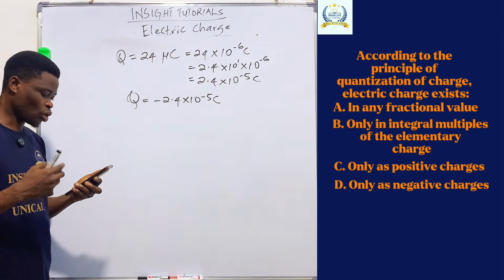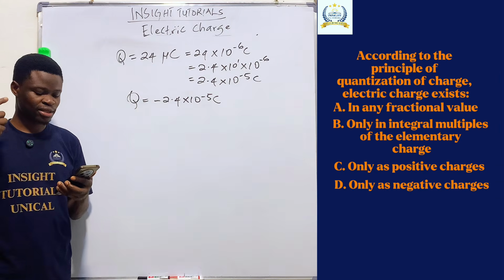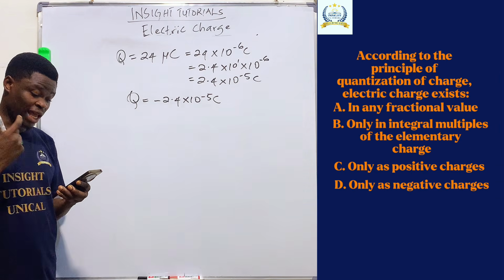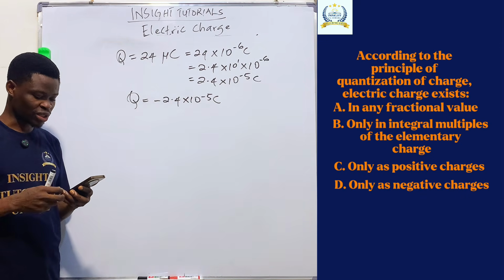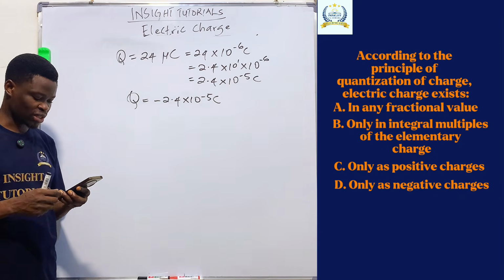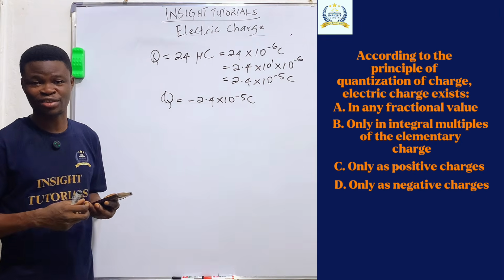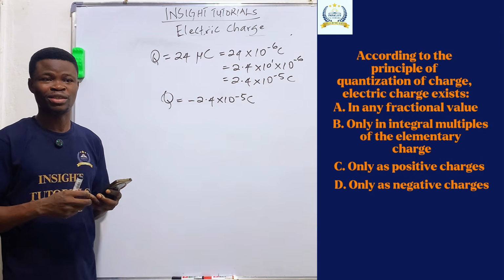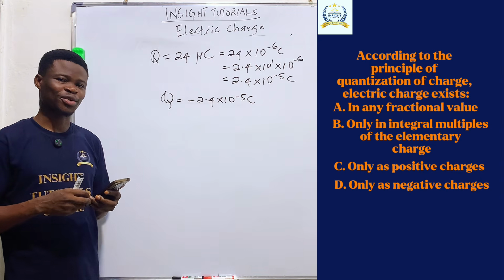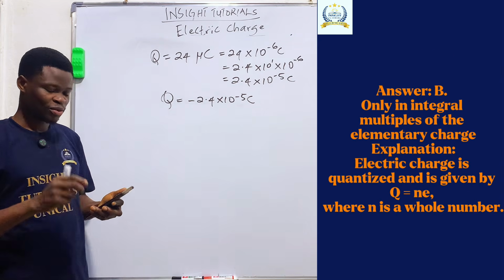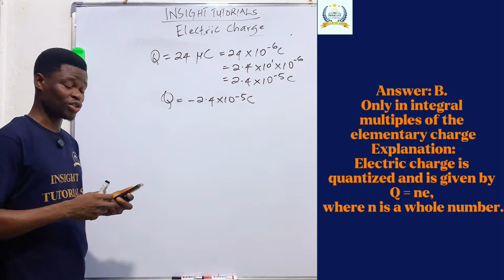According to the principle of quantization of charge, electric charge exists A, in any fractional value, B, only in integral multiple of the elementary charge, C, only as positive charges, D, only as negative charge. We all know that according to the law of quantization, charge is actually an integral multiple of the elementary charge. So other options are all wrong except option B, which says it is only integral multiple of the elementary charge. That's the correct option there.